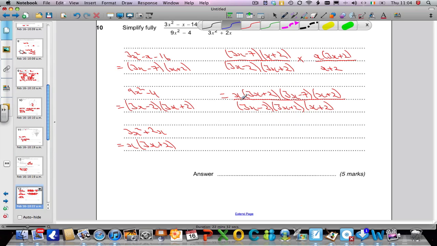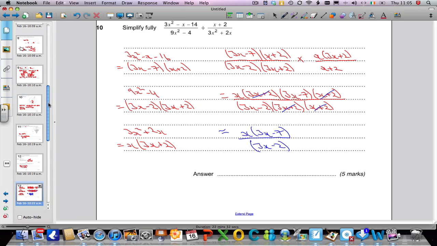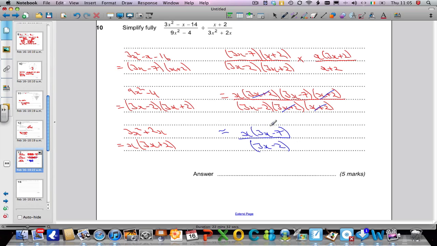Okay, so let's have a look and see if anything will cancel. Well, my x plus 2 will cancel with my x plus 2, and the 3x plus 2 will cancel with the 3x plus 2. Oh, how nice. So what are we left with? On top we have x times 3x minus 7, and underneath we still have 3x minus 2. And that is it. You do not need to multiply this out. It doesn't simplify the problem any further, really. So you'll get full marks if you go as far as there.